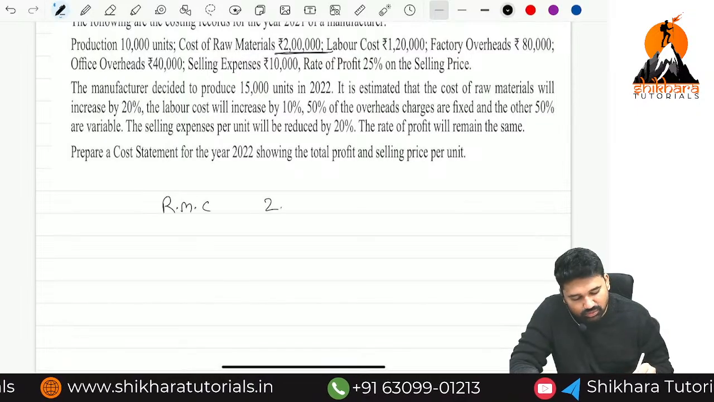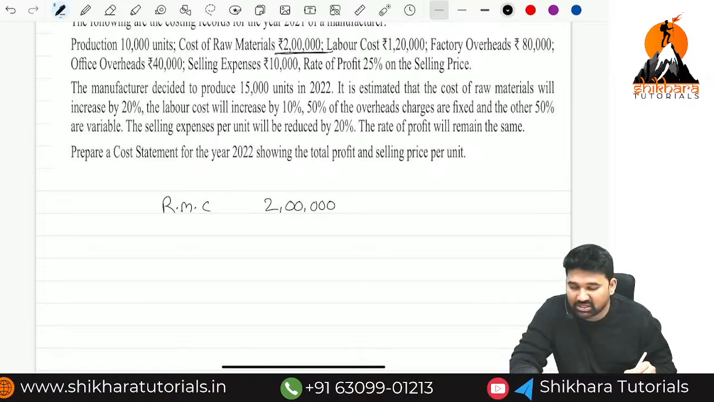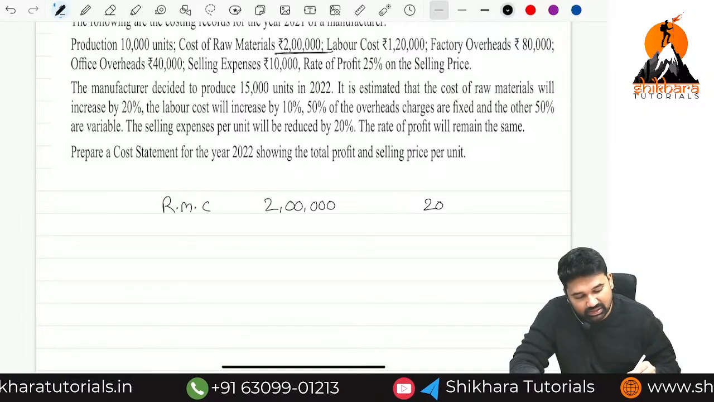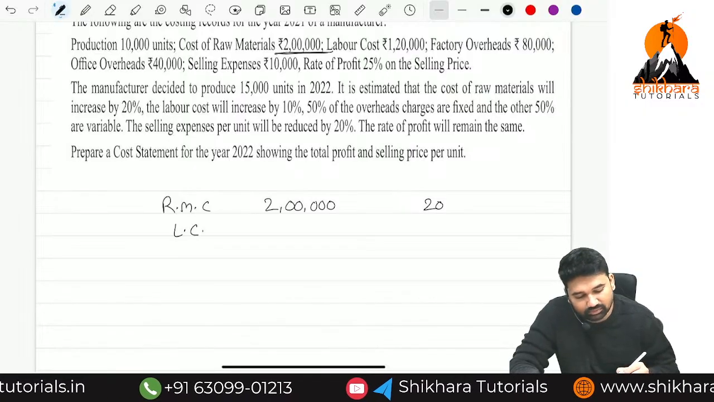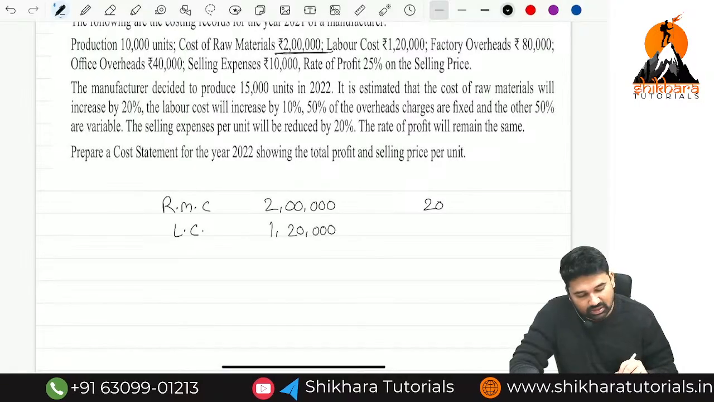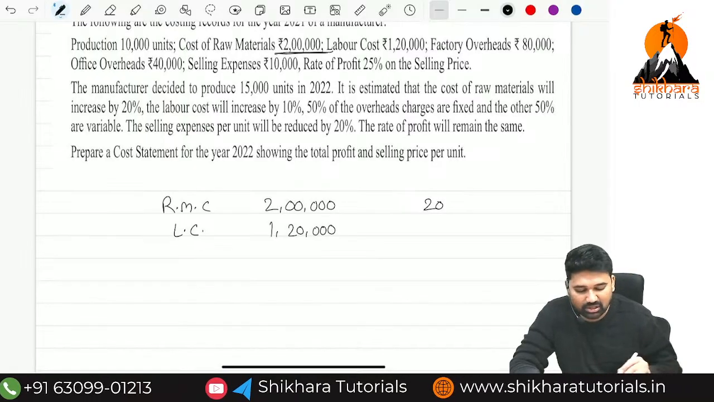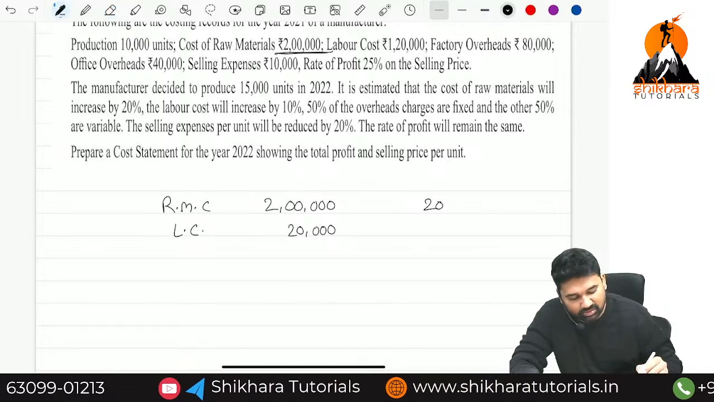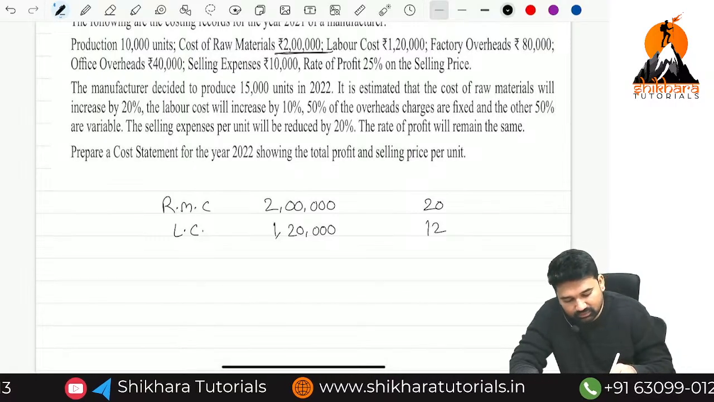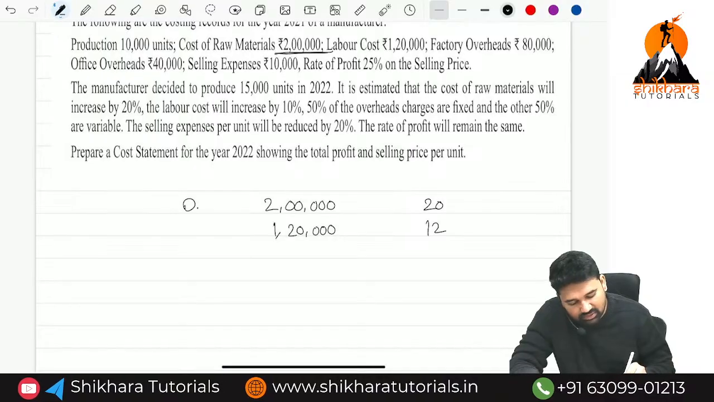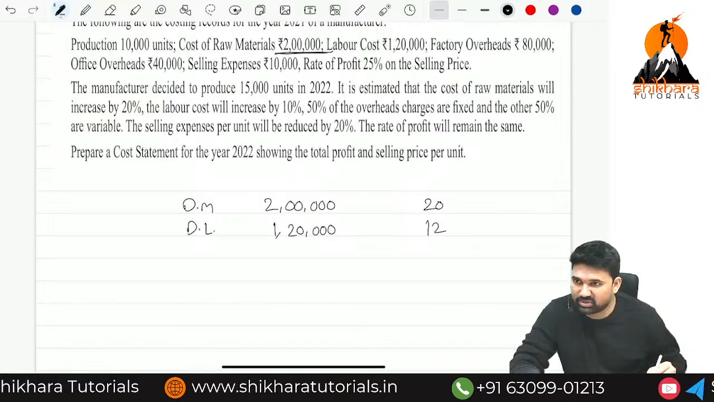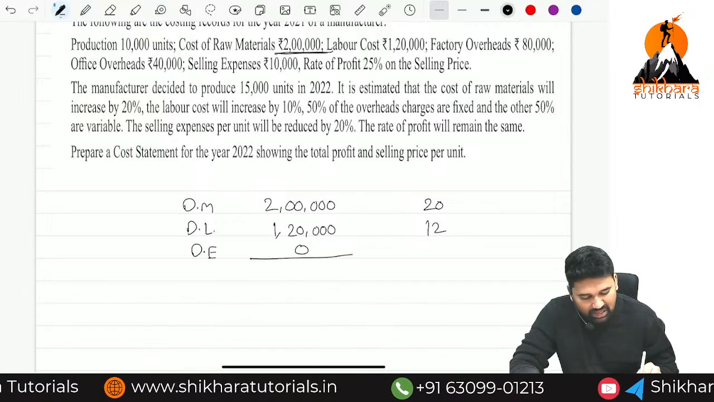So raw material consumed is 2 lakhs. This is the total cost, and the cost per unit is 20. And listen, labor cost. Labor cost is 1 lakh 20,000. For 10,000 units, how much will it be per unit? 12 rupees. Okay, next. Direct material, this is direct labor. No information with respect to direct expenses. So direct expenses are 0.